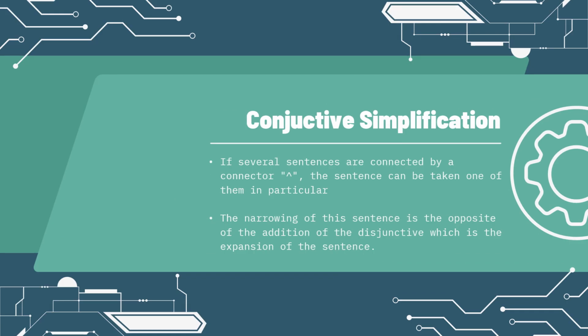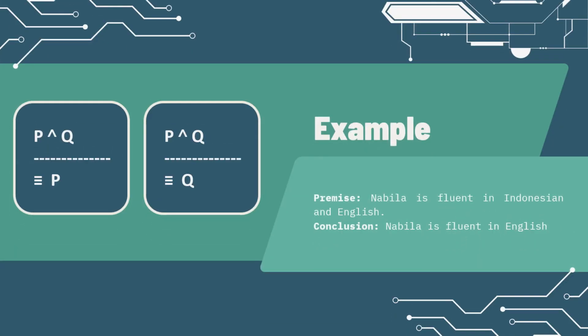Conjunctive simplification. If several sentences are connected by the connector and, one of them in particular can be taken. This narrowing of the sentence is the opposite of disjunctive addition, which is the expansion of the sentence. Conjunction simplification is a valid rule of inference in logic that states that if a conjunction is true, then either of its conjuncts must also be true.